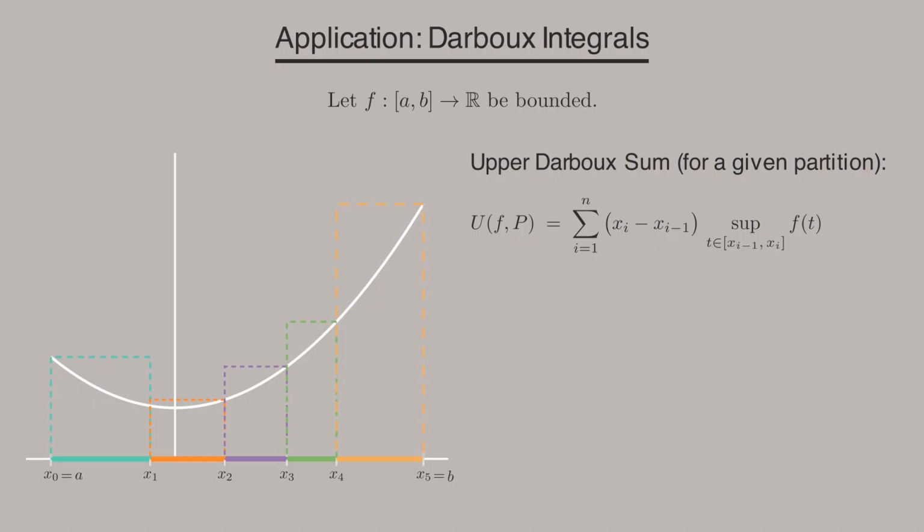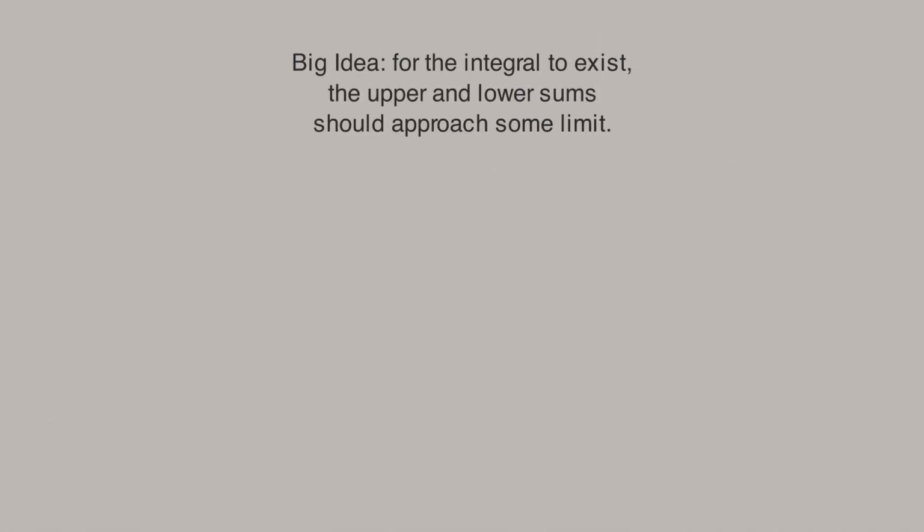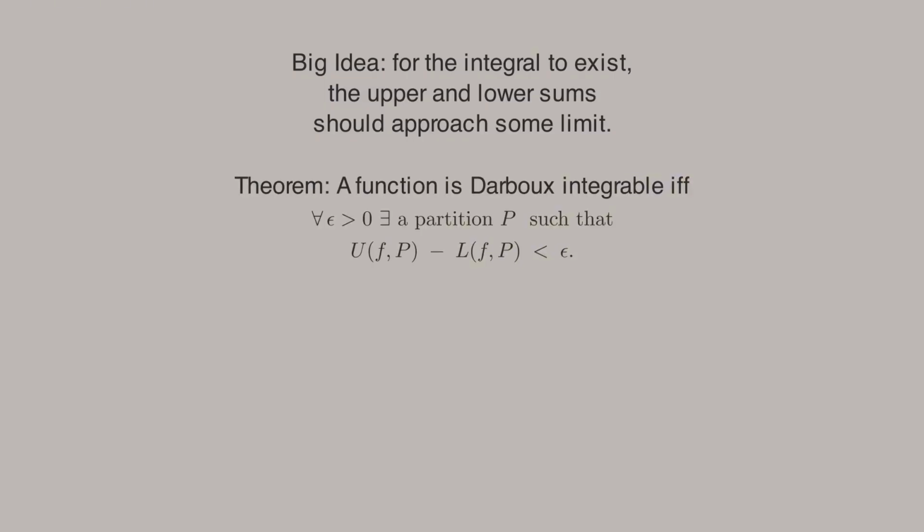Similarly, you can take the lower Darboux sum by taking the width of each subinterval times the infimum of the function in that subinterval, and adding them all up. The idea is that as the width of the subinterval shrinks, these upper and lower sums should close in on some limit. And without getting too deep into the weeds, you can show that a function is Darboux integrable if and only if, for every epsilon greater than 0, there's a partition where the upper and lower sums are less than epsilon apart.